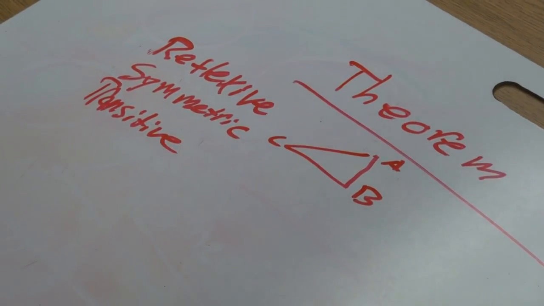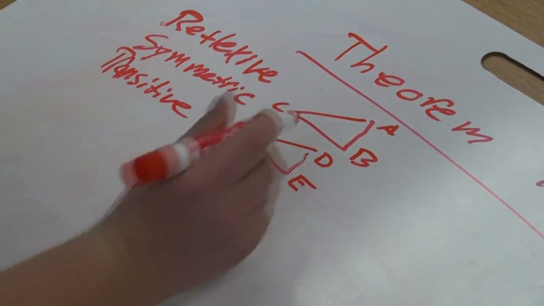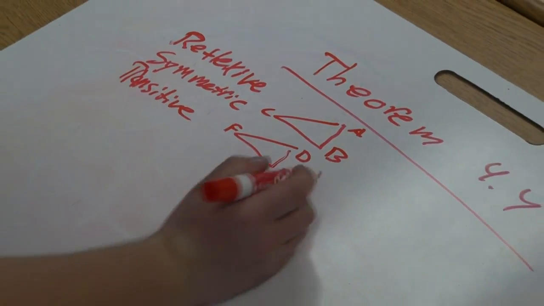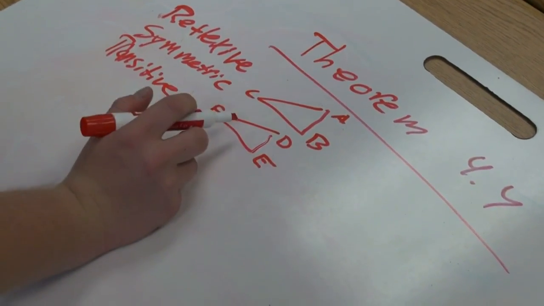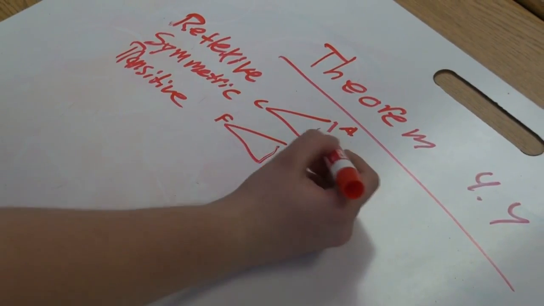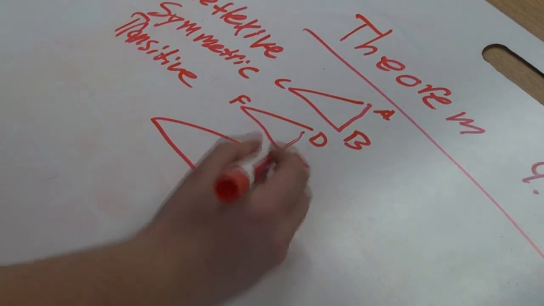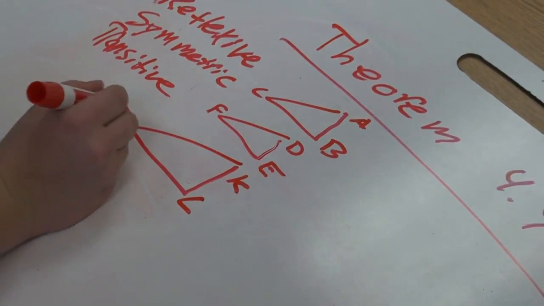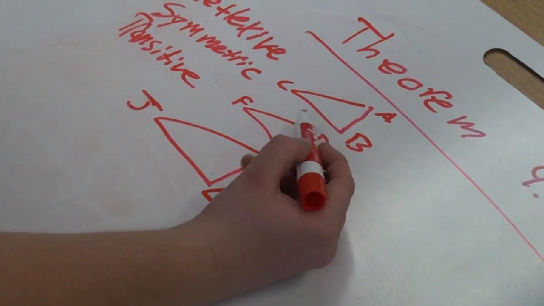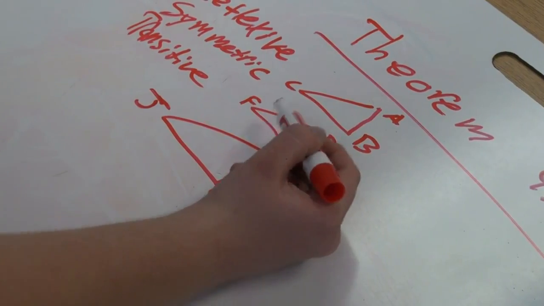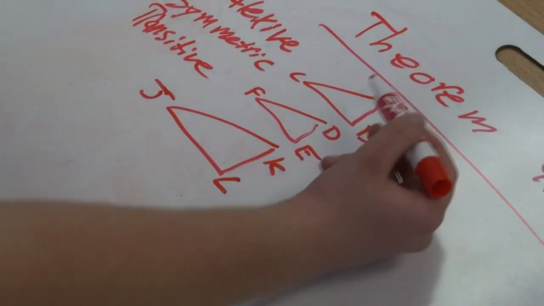Now, the symmetric property, let's say we have triangle DEF, proves that if ABC is equal and congruent to DEF, then DEF is congruent and equal to ABC. And the transitive shows that if we have triangle KLJ, then if ABC is congruent to DEF, and DEF is congruent to KLJ, then KLJ must be congruent to ABC.